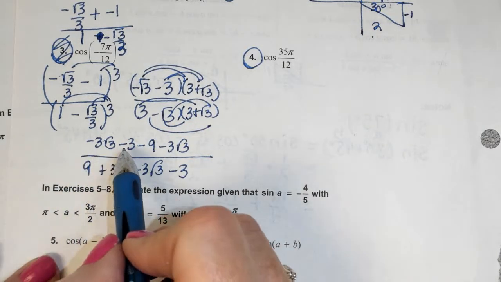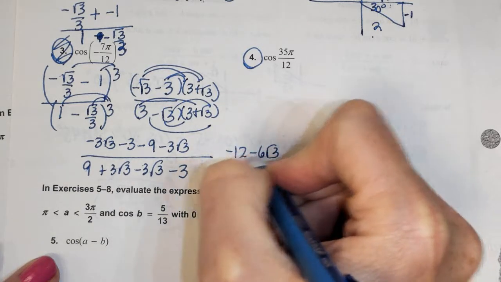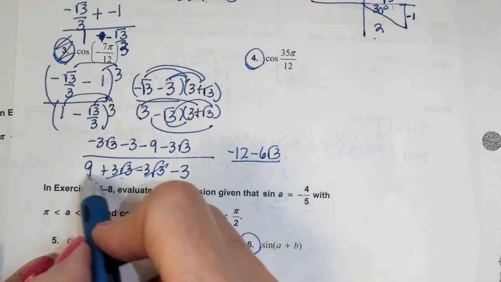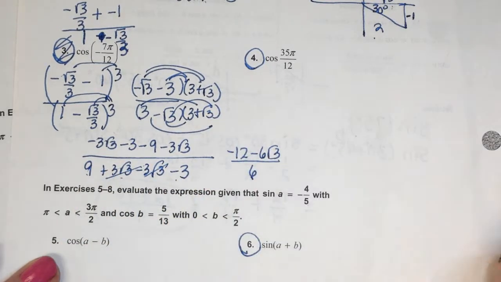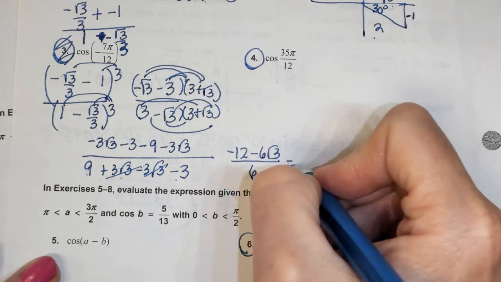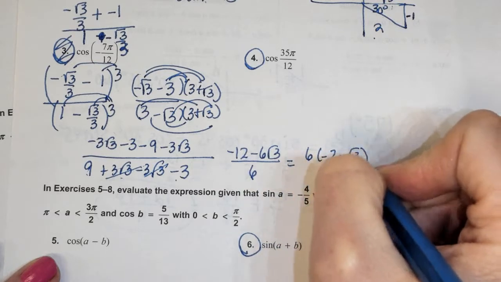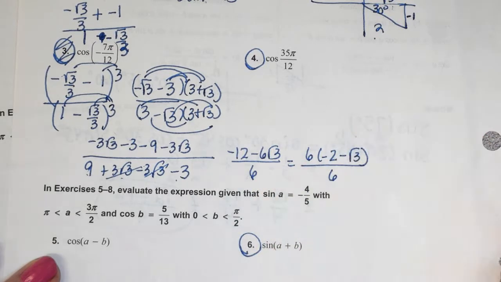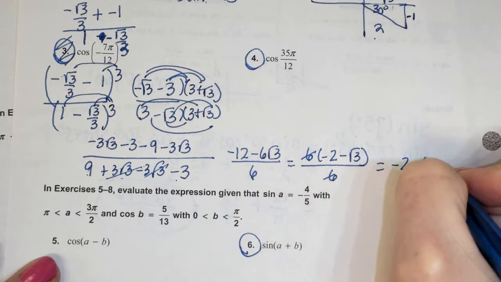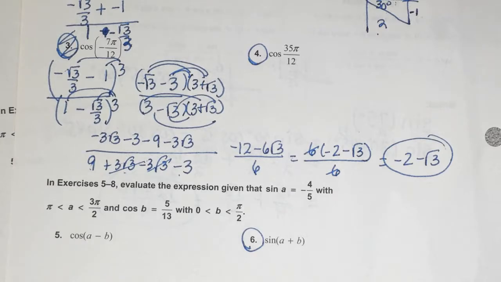So now simplifying, on the top I'm going to have negative 12 minus 6 radical 3. On the bottom, these two cancel, so I'm just going to have 9 minus 3, which is 6. Now I want to factor a 6 out of the numerator, and I'm left with negative 2 minus radical 3 all over 6. And now the 6's cancel. And that's what we get for our answer.